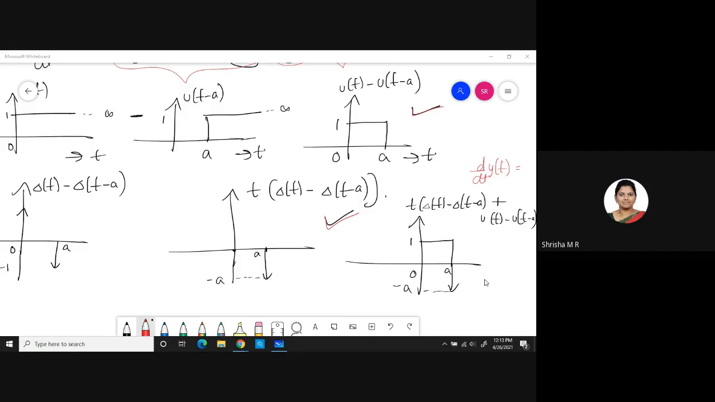We'll solve more problems, okay? So from 0 to a, the amplitude is a. Okay, at a, the amplitude is minus a. Clear, everyone? We'll solve more problems, okay? So this is just the beginning. We'll solve more problems on this until you are perfect with this.